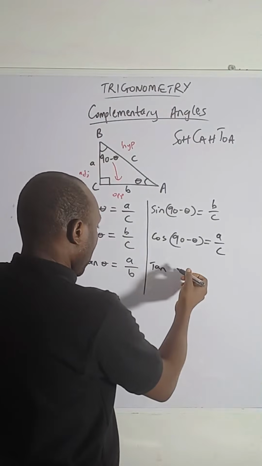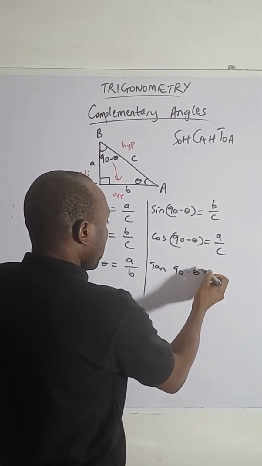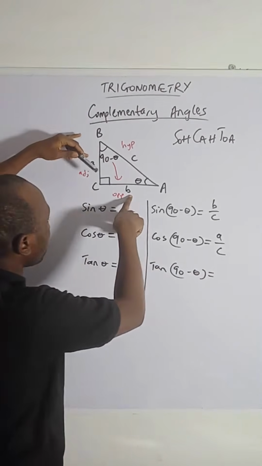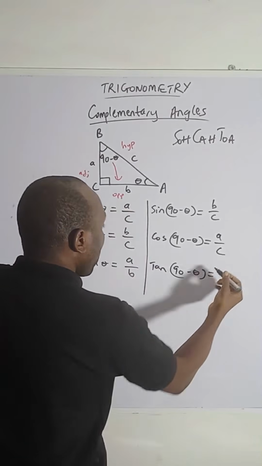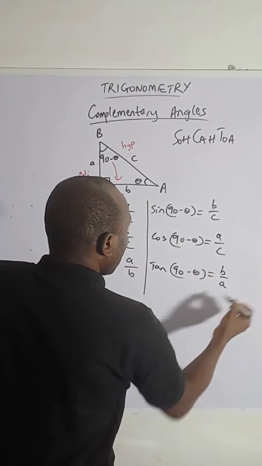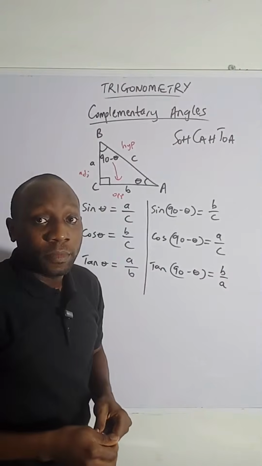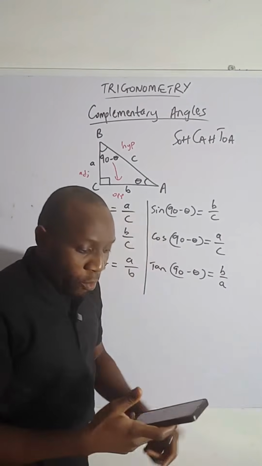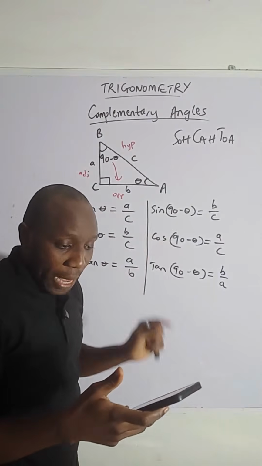And lastly, we have tan 90 minus theta. What would that be? Opposite over adjacent. That's B over A. B over A. Is that okay? Are you with me? If you understood what I've just said, now type 1 in the comments. If this is clear, type 1 in the comments.